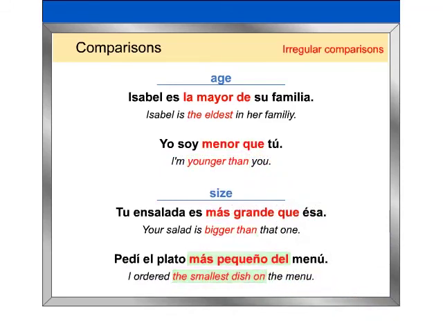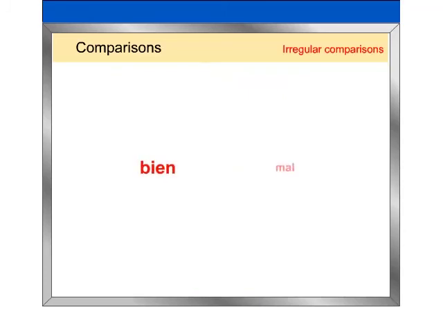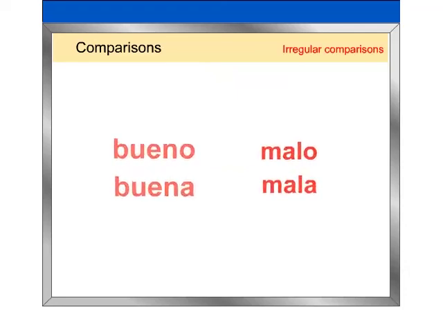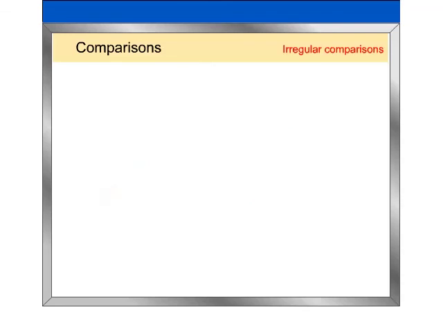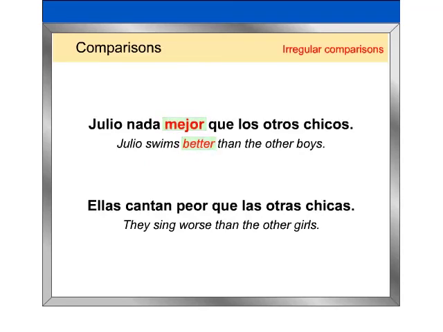The adverbs bien and mal have the same irregular comparative forms as the adjectives bueno, buena, and malo, mala. Julio nada mejor que los otros chicos. Ellas cantan peor que las otras chicas.